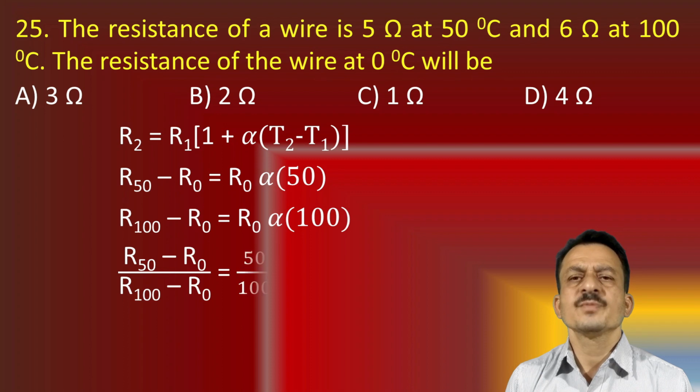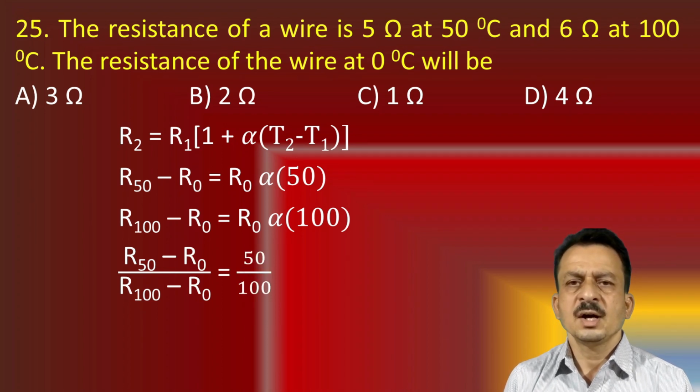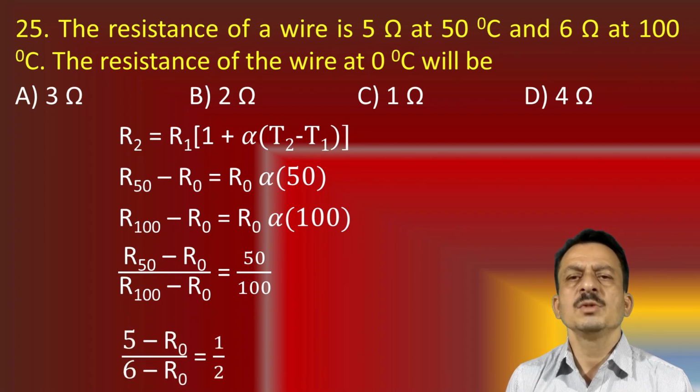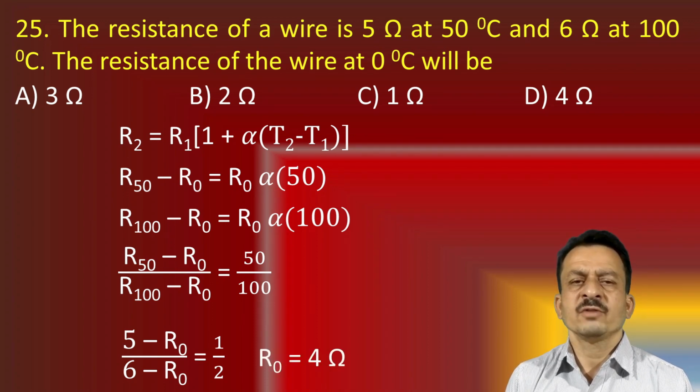Now taking the ratios, R50 minus R0 divided by R100 minus R0 is equal to 50 by 100. Substituting the value of R50, which is 5 ohm, and R100, which is 6 ohm, it is equal to 1 by 2. Solving for R0, we get 4 ohm resistance. D is the answer. Now graphically we can also solve this problem.